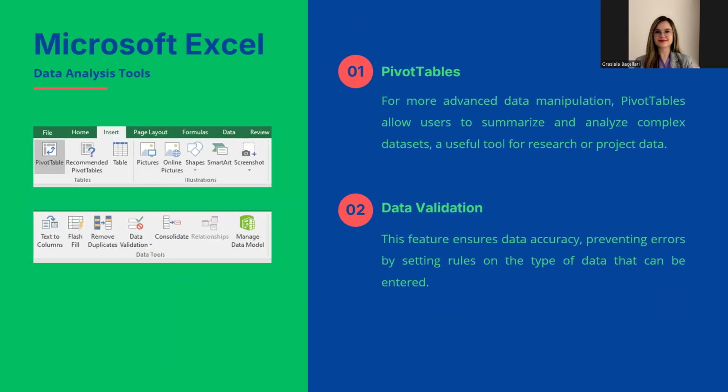Some more advanced features are about pivot tables to summarize complex data sets, like, for example, attendance trends over the semester. And we can use data validation to validate our data to ensure data accuracy, to prevent errors, and by setting some rules on the type of data that we can enter.